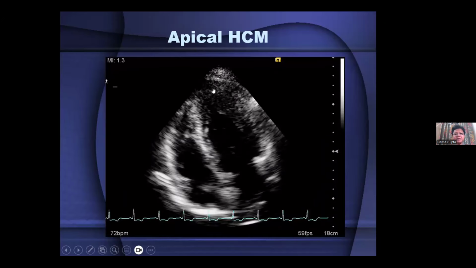See this? The apex is thickened. You can see the cavity. It's a typical spade-shaped cavity. It is called a spade-shaped cavity. All right? Like this.